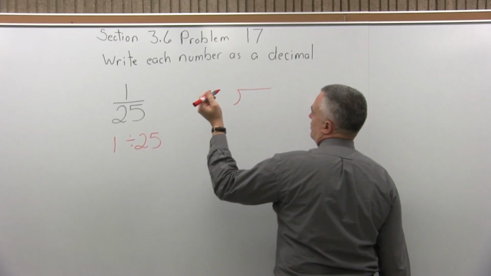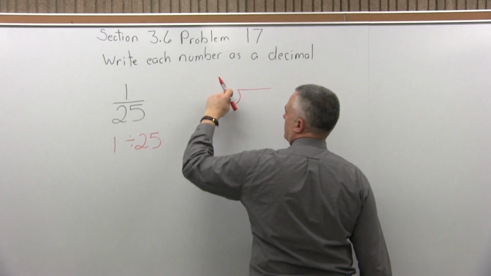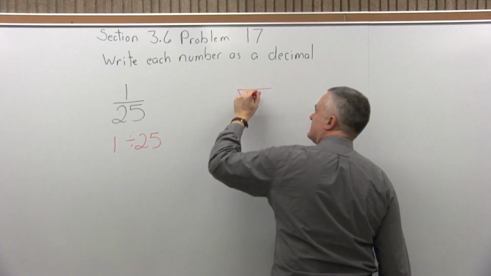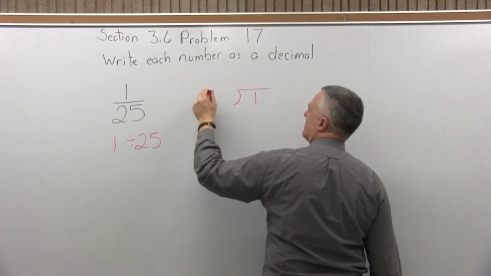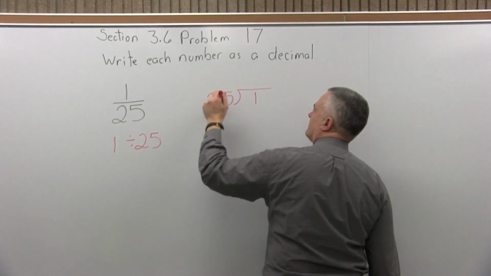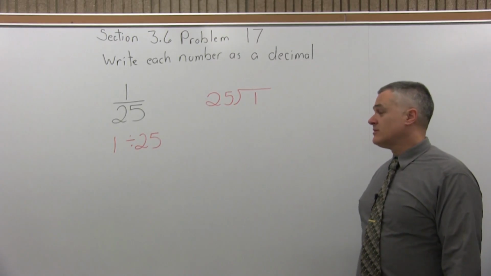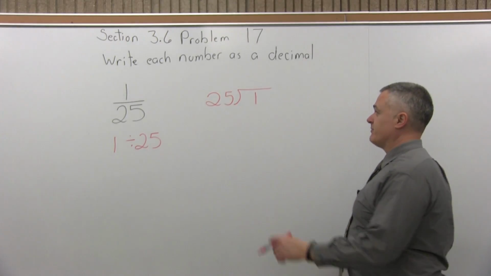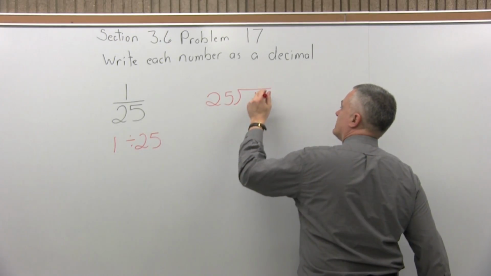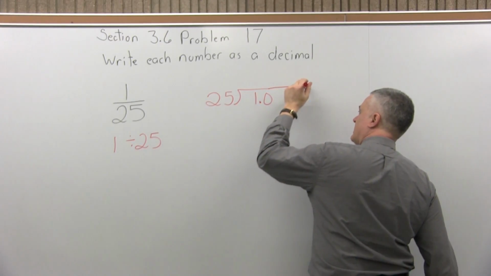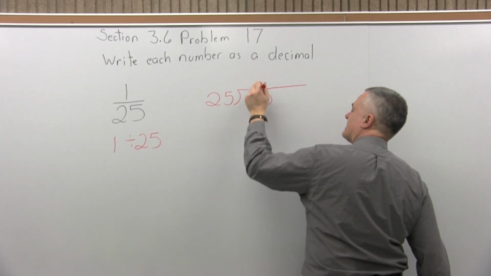write out a division problem. So I make my division symbol. The numerator goes inside the division symbol. The denominator goes in front of the division symbol. So I have 25 divides into 1. Well, 1's not big enough. 25 won't go in. So write the 1 as a 1.0 and treat it as a 10. And when I do that, the decimal has to come straight up.